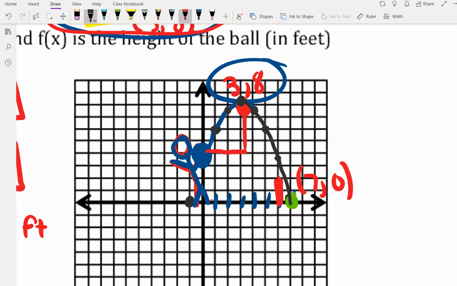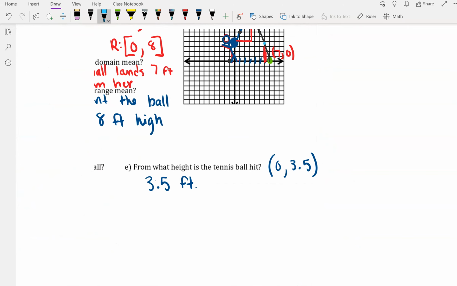And the height of the net is supposed to be 3 feet. So this is the net, it's 3 feet high, and the ball looks like it's up here at 3.5 feet. So that means at 6 feet away from Mrs. Robison, the ball is 3.5 feet and the net is 3 feet, meaning the ball does go over the net.